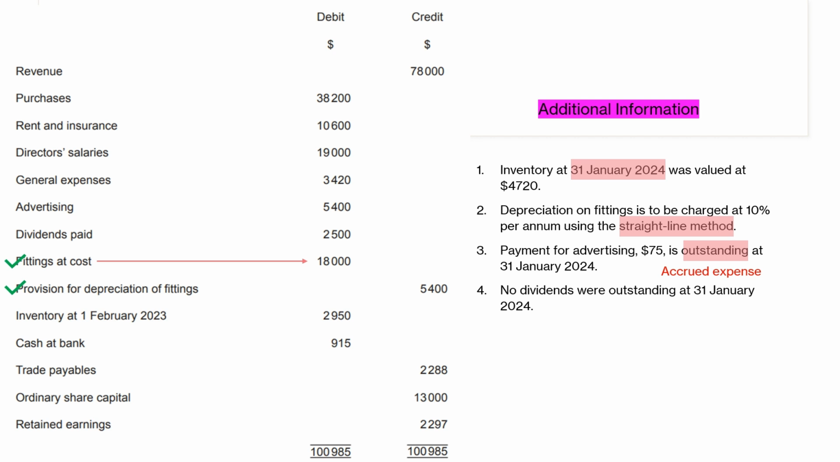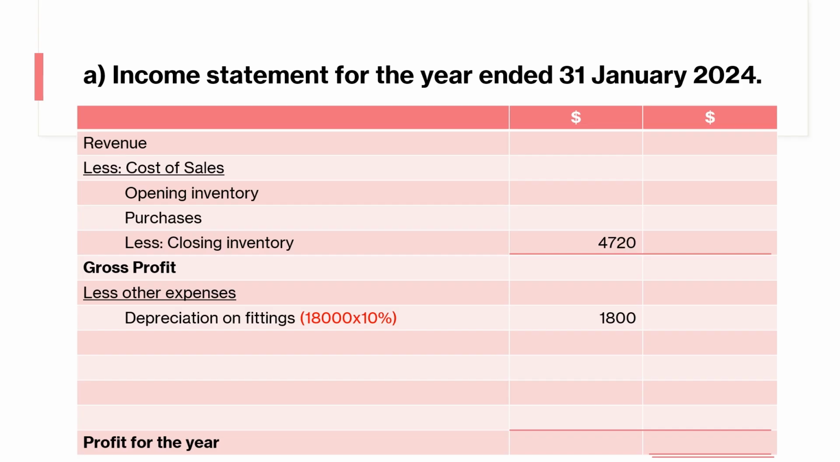Since it's an accrued expense, you will have to add it to the advertising expense given in the balance, because $75 is relevant for the period although it's not paid. So we will have to add it to the 5,400 given. So 5,400 plus 75 will give you 5,475.